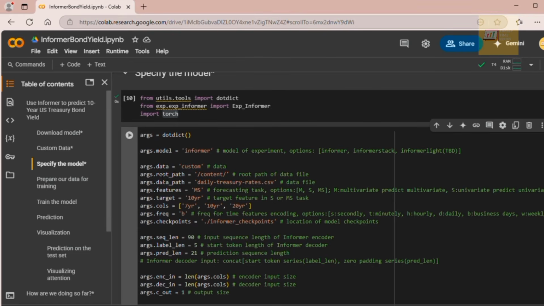Okay, and then for the root path and data path parameters, we have actually defined this previously when we were in the custom data segment. But I'm just rewriting it here because I want to collect all the parameters.